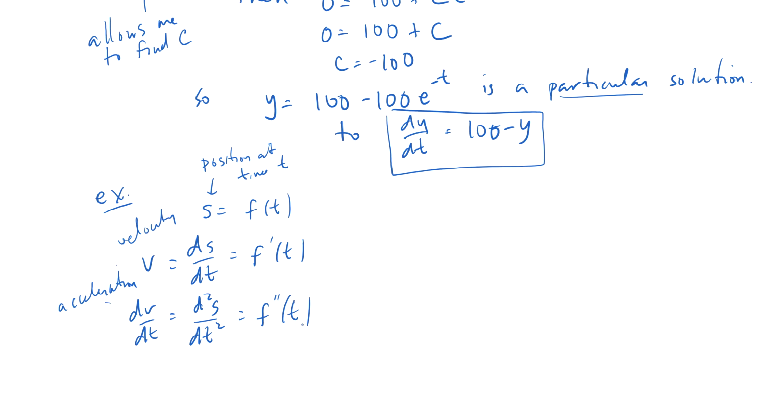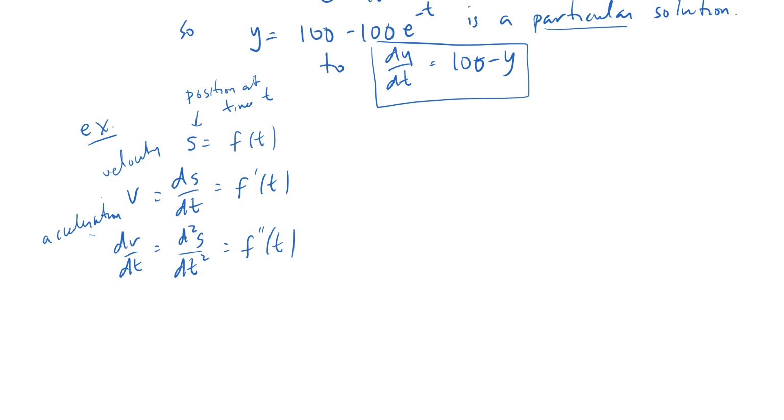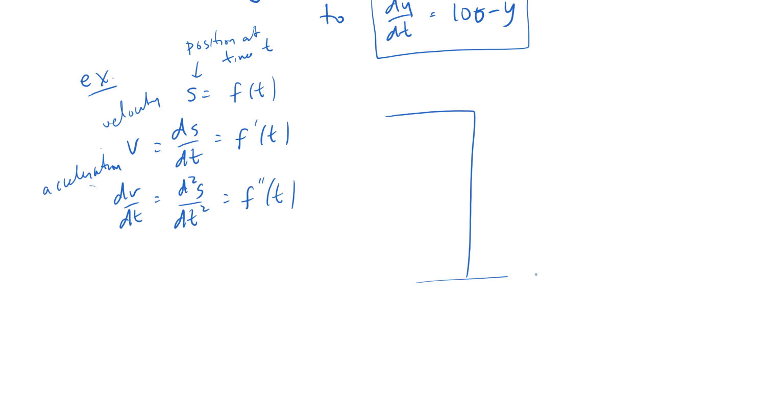Okay, so let's go backwards now. Suppose I tell you I'm standing here on a cliff, and I throw a rock down. And the initial velocity is 10 meters per second down. And that happens when t is 0.